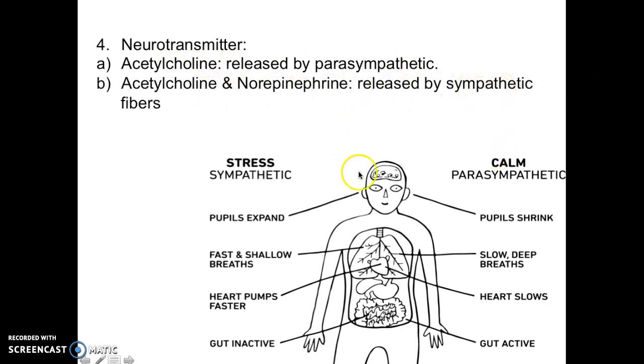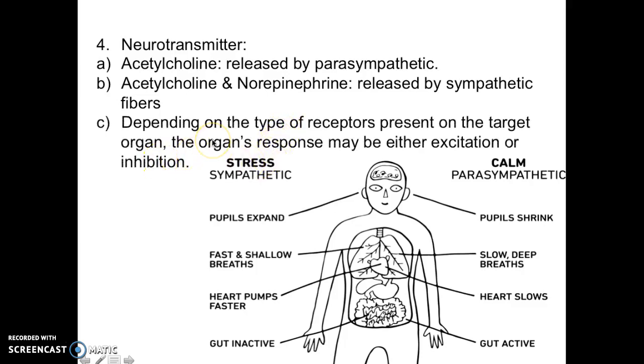During sympathetic, so let's say you're exercising or a test is coming, and some of us get really stressed out, or you're trying to get out of the way of a moving vehicle to survive, you're in fight or flight. You're going to use acetylcholine and norepinephrine. So now your pupils would expand. You have fast and shallow breaths. Your heart pumps faster and your gut stops. You're no longer digesting food, because all that energy is going towards increasing your heart rate due to norepinephrine.